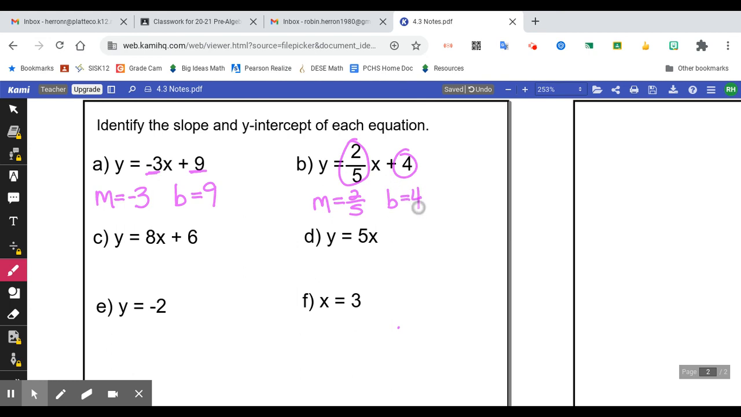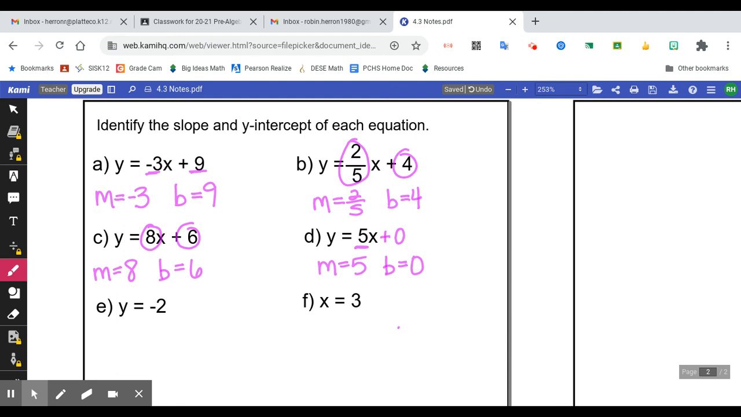For this one, m equals 2/5, mx plus b. My b is 4. Down here, m equals 8, b equals 6. mx plus b. Okay? Now, this one is telling me my m is 5, but if I were to put plus something out here, there's nothing there. So it would be 0. My y-intercept is at 0, 0 on the origin.